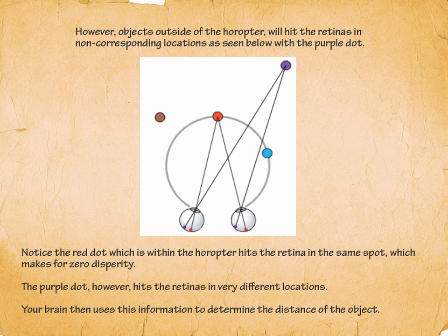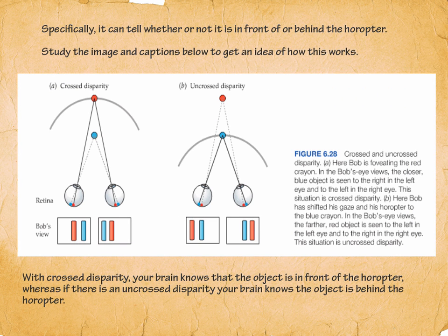However, the objects outside of the horopter will hit the retinas in non-corresponding locations, as seen below with the purple dot. Notice the red dot, which is within the horopter, hits the retina in the same spot, which makes for zero disparity. The purple dot, however, hits the retinas in very different locations. Your brain then uses this information to determine the distance of the object. Specifically, it can tell whether or not it is in front of or behind the horopter. Study the image in the captions below to get an idea of how this works.